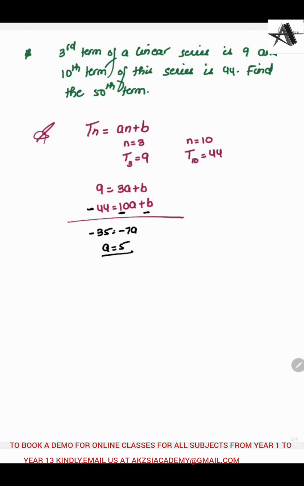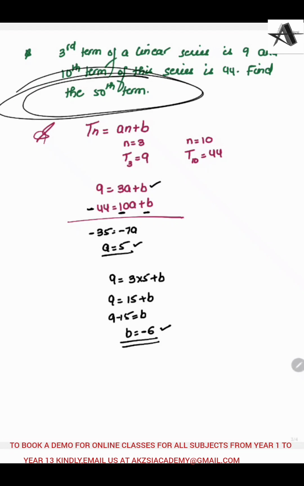If a is 5, put it in either of the equations to get the value of b. So I'm putting here 3 times 5 plus b. In this equation, I have replaced a with 5. So 9 equals 15 plus b, and 9 minus 15 equals b. That is, b equals -6. We have the value of a, we have the value of b. Now just put it here to get the nth term. Because unless we have an expression for the nth term, we cannot calculate the 50th term.